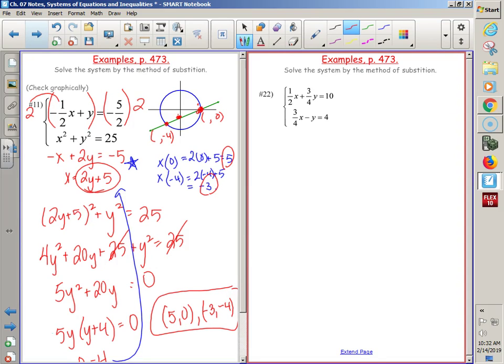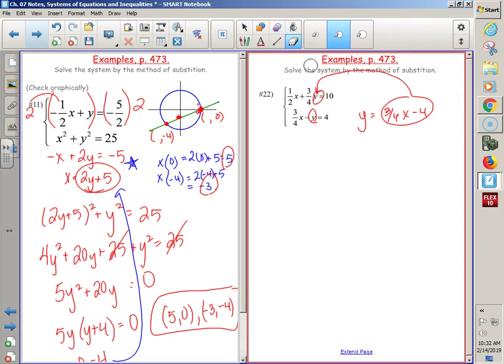Right? What do you guys think we should do? Should we solve for the easiest one right away and say, okay, we can solve for y easily? It's going to be 3/4 x minus 4. Let's go plug it in. Could we do that? Sure, we could. But do you guys have an alternate creative approach that might make life a little bit easier?